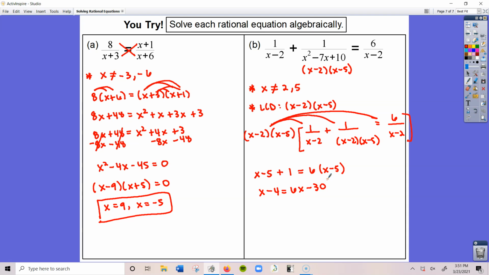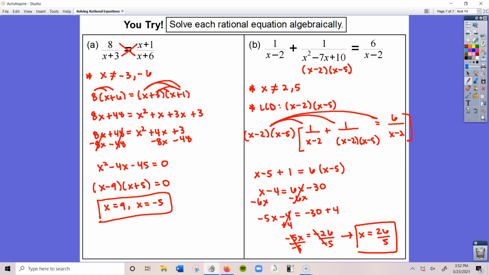We want to get all of the x's on the same side, so I'm going to subtract the 6x over, and that gives me negative 5x - 4 is equal to negative 30. Add the 4, we get negative 5x is equal to negative 26, and then divide by the negative 5. A negative over a negative just cancels, so we get that x is equal to 26 over 5, which is not any of my excluded values, so this would be my final answer. And that's solving rational equations.